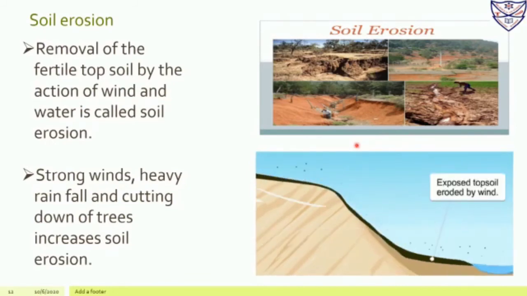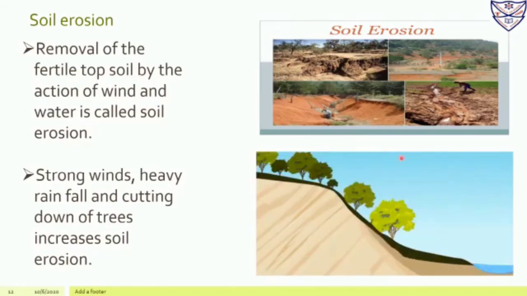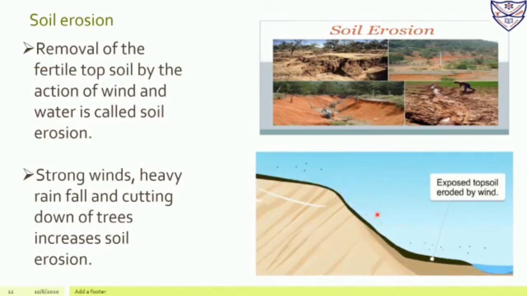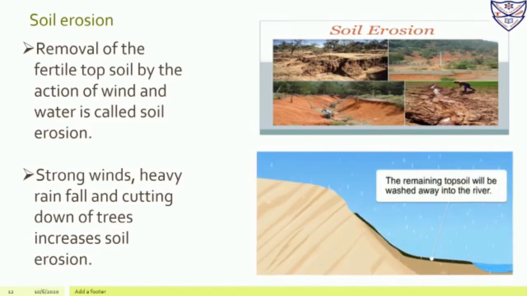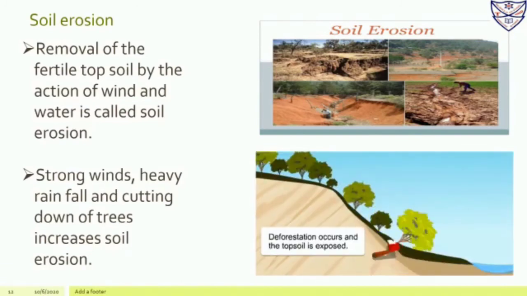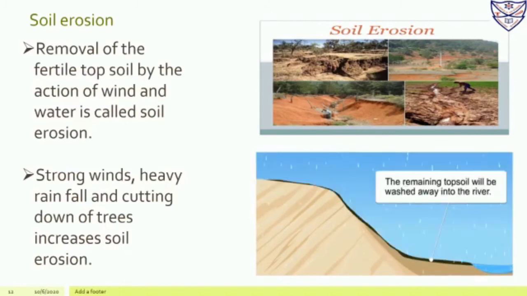The causes of soil erosion are the various agents like wind, water, deforestation, overgrazing by cattle, etc. The various factors of soil erosion are wind, water, overgrazing and deforestation. Now come to the next.